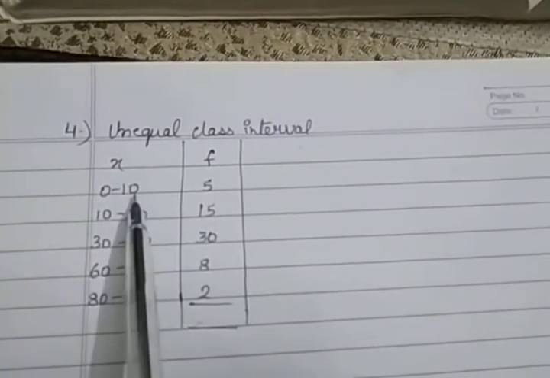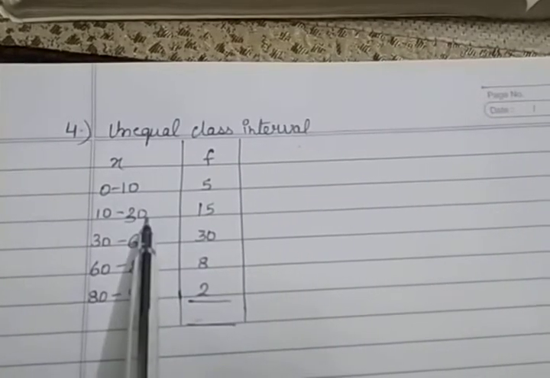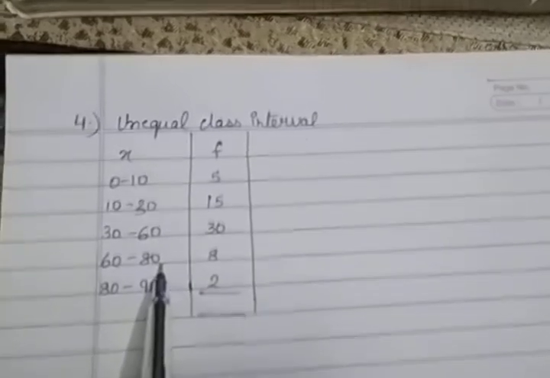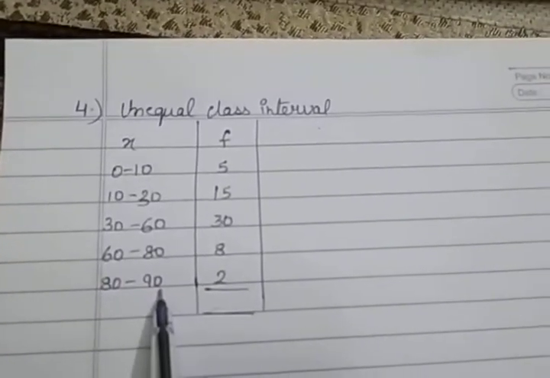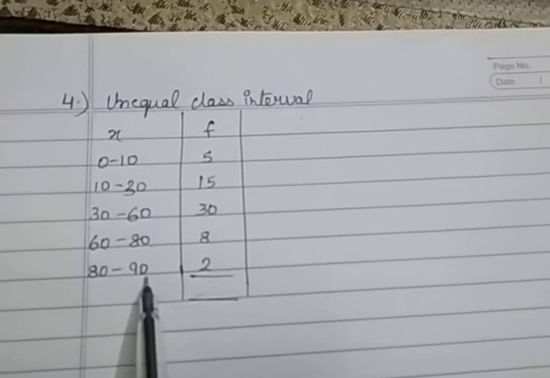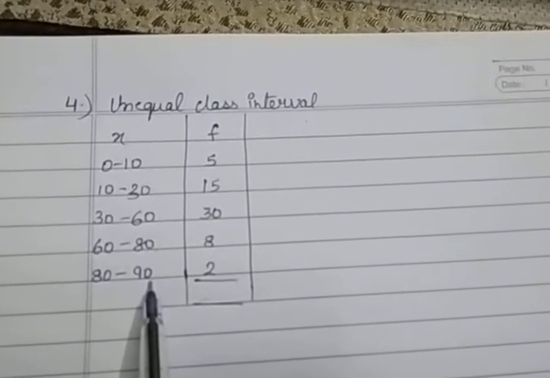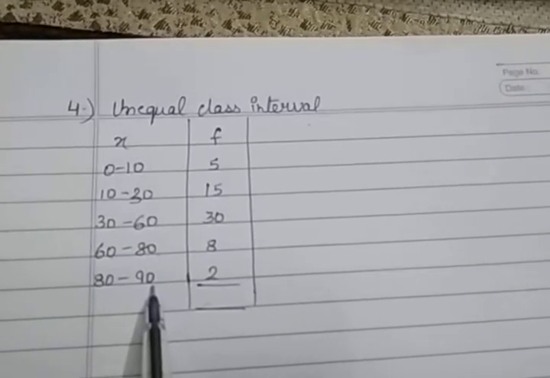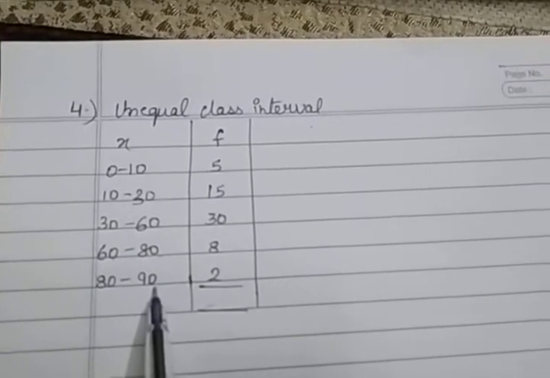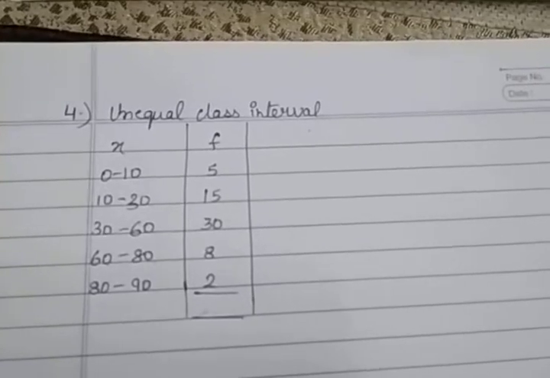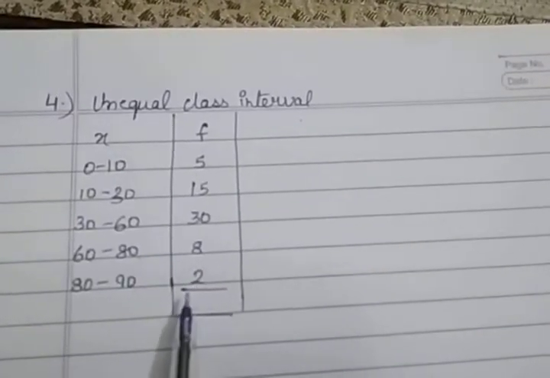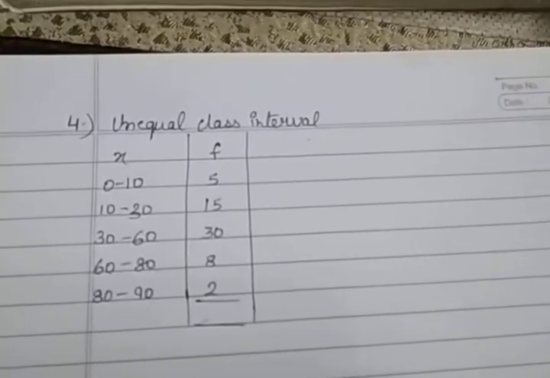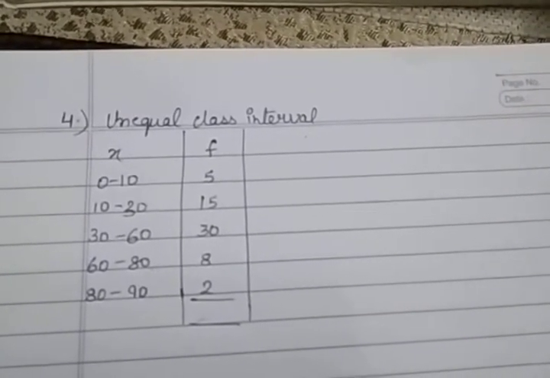See here the gap is of 10, then 10 to 30, 20 gap. 30 to 60, 30 gap. 60 to 80, gap is of 20, and 80 to 90, again 10 gap. So that means in this question the class intervals are unequal, but whenever we calculate the median in such a case there is no need to make the class interval equal. We will keep it as it is. Simply whatever median class we get, from there that class interval we have to write only.